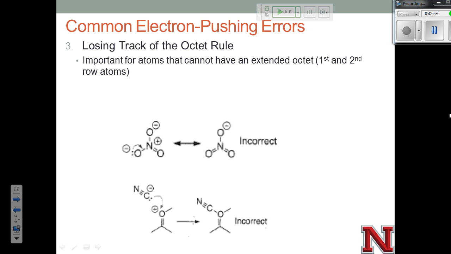Now, if this was phosphorus, that would be different, but this is nitrogen, so this is incorrect because we're losing track of the octet rule. Same thing here, this has our positive charge, but remember, it has a lone pair, so there we go. You can avoid this by drawing in your lone pairs and counting your electrons. If it's in the second period, it should not have more than 4 bonds, or 3 bonds and a lone pair, or 2 bonds and 2 lone pairs. You get the point. No more than 8 electrons. Carbon will have 4 bonds.